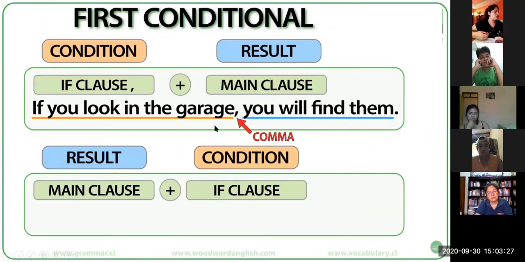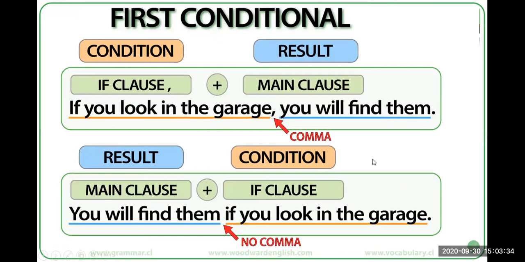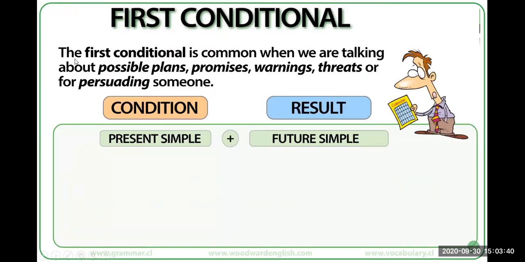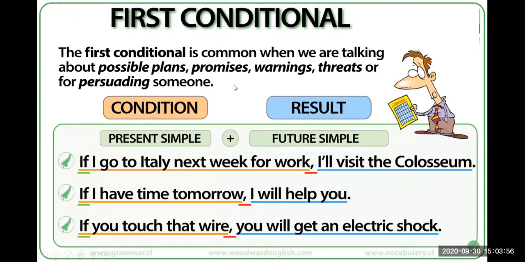Here we have another example. If you look in the garage, you will find them. You will find them if you look in the garage. Okay, it says the first conditional is common when we are talking about possible plans, promises, warnings, threats, or for persuading someone. Okay, let's see some examples.